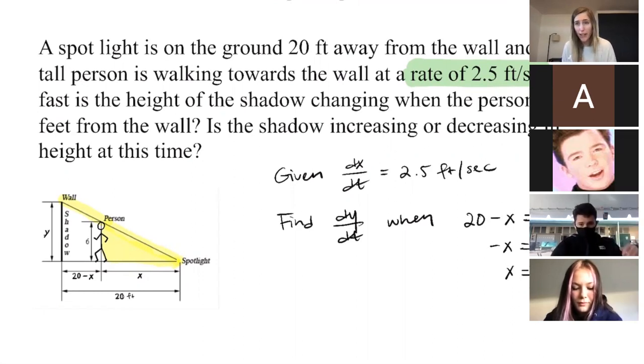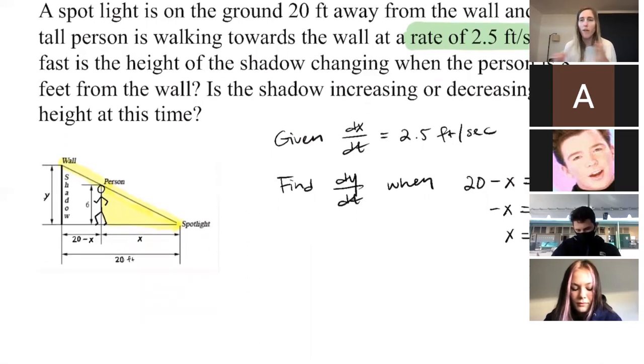Or you could have figured it out just thinking you know that the spotlight is 20 feet from the wall. So if the distance of the person to the wall is 8 feet, then that means that the distance from the person to the spotlight would have to be 12. Kind of solve that by inspection. That's also an option.